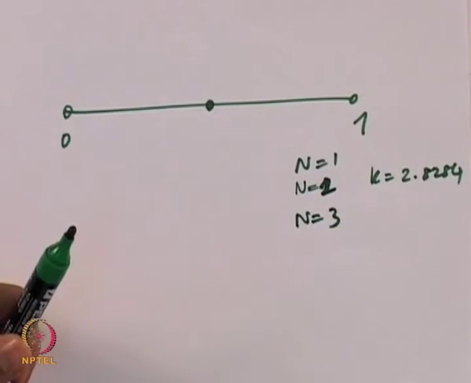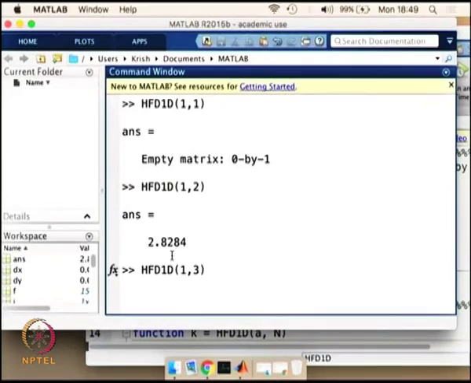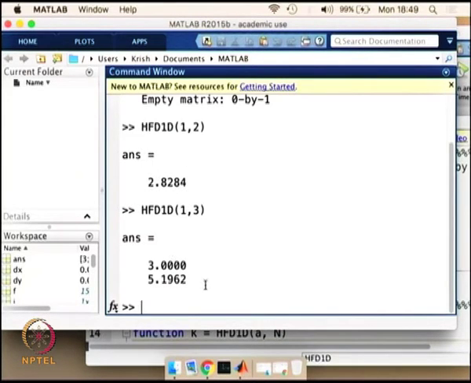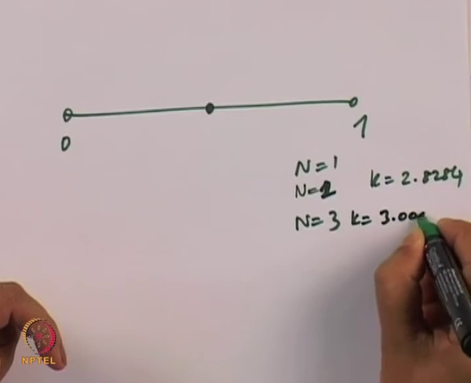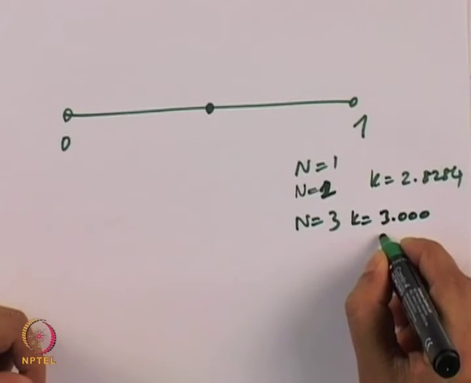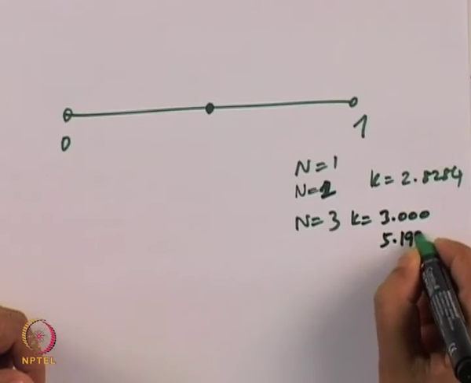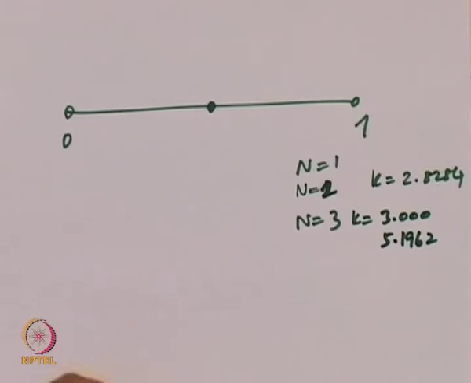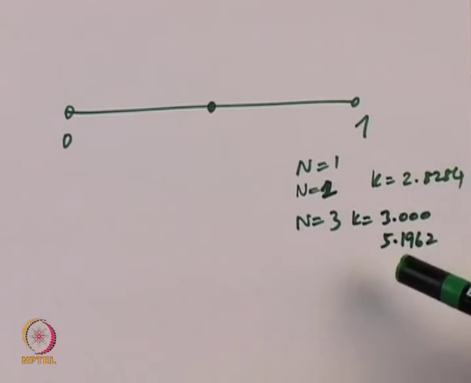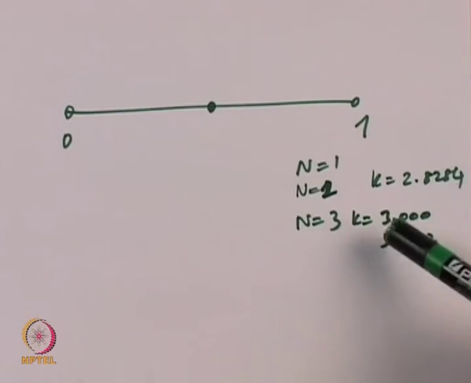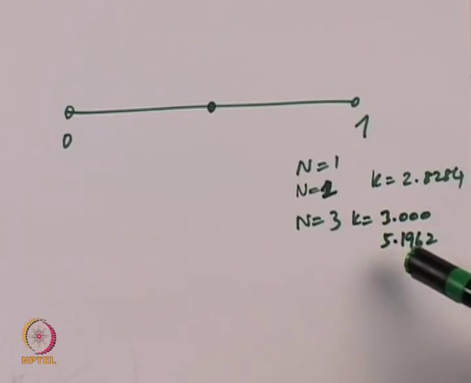So if I say n equal to 3 in the code, I am running it for n equal to 3, what you see is we are getting 2 values. K equal to 3 and K equal to 5.1962. As you can see, in the first case we got K equal to 2.8284, and in the second case we are getting K equal to 3 and 5.1962.